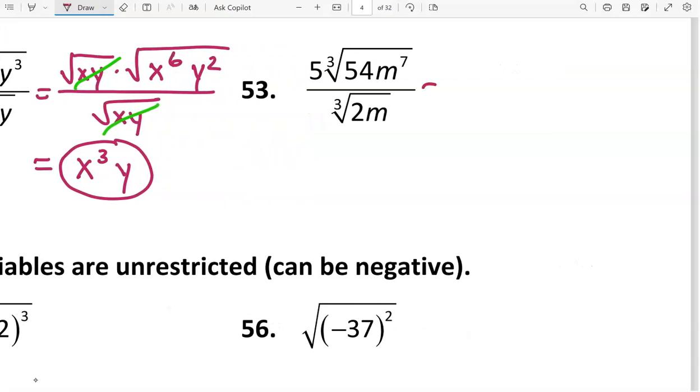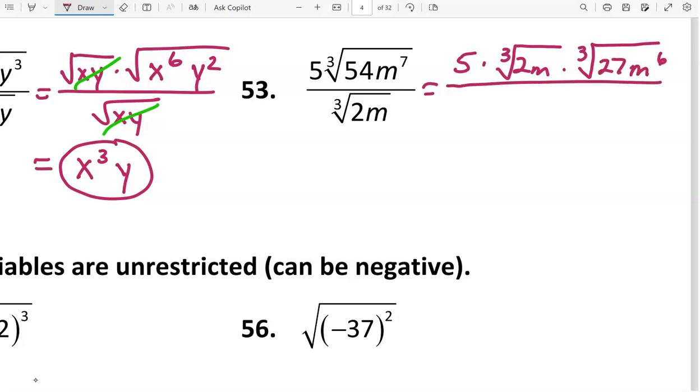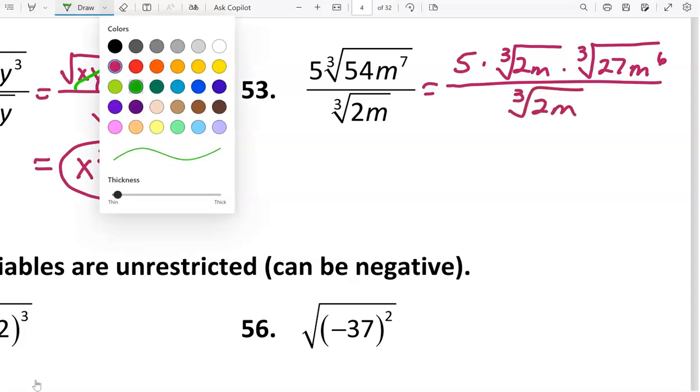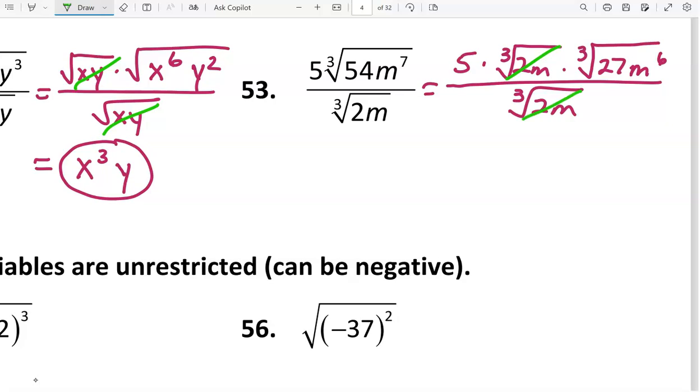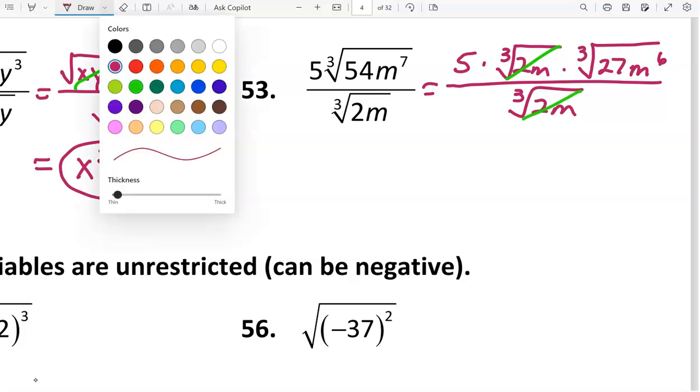In 53, we're going to use that factoring idea here. So I'm going to see if I can factor out the cube root of 2m. If we factor out the cube root of 2m, that leaves us with the cube root of 27m to the 6th in the numerator. Downstairs we still have that cube root of 2m factor. Canceling those common factors, or dividing them out, gives us a quotient of 1.